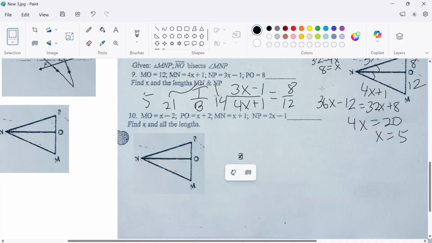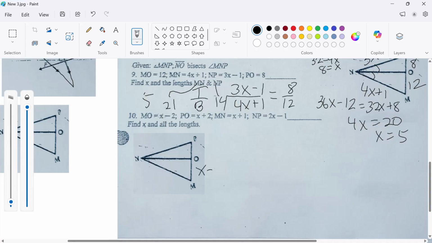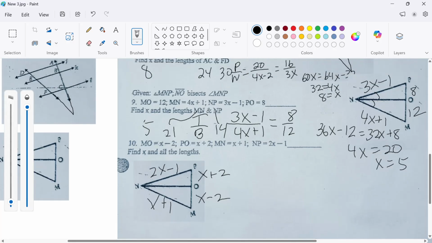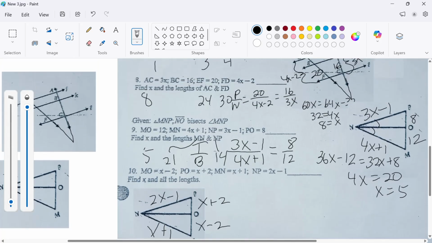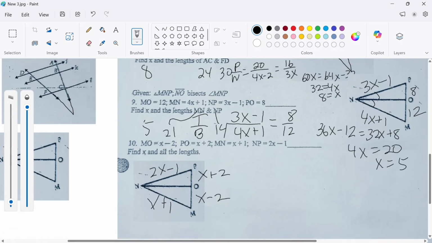MO is x minus 2. Whoops, get my pen. x minus 2. PO is x plus 2. MN is x plus 1. And NP is 2x minus 1. x plus 2, x minus 2. And so now, what does it say? Find external lengths. Oh, it says NO bisects.